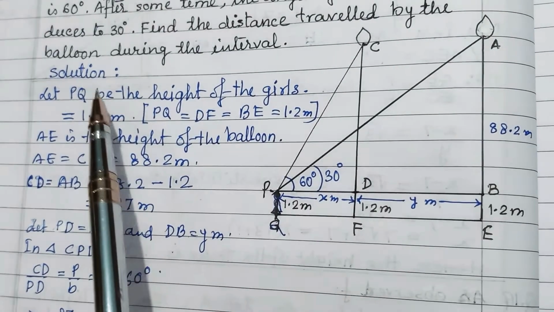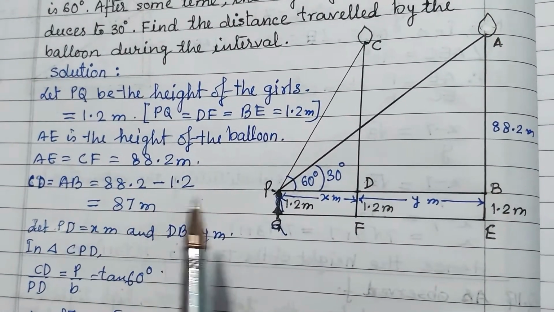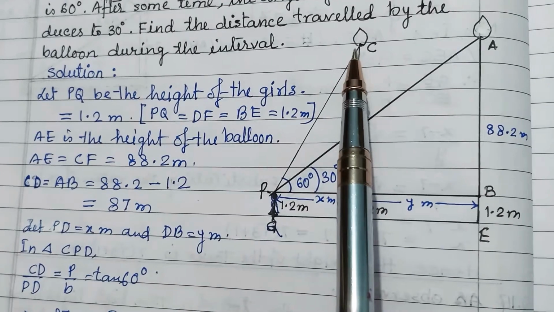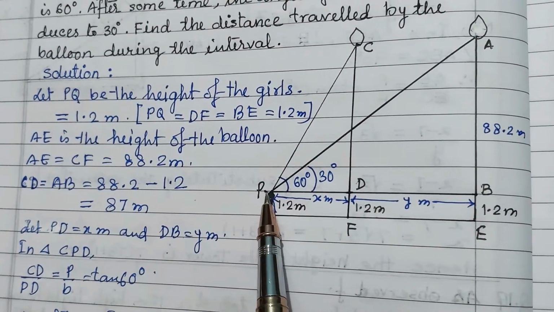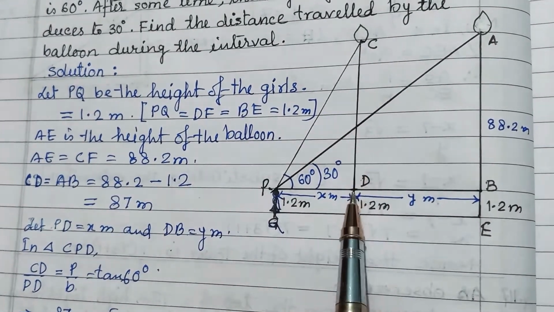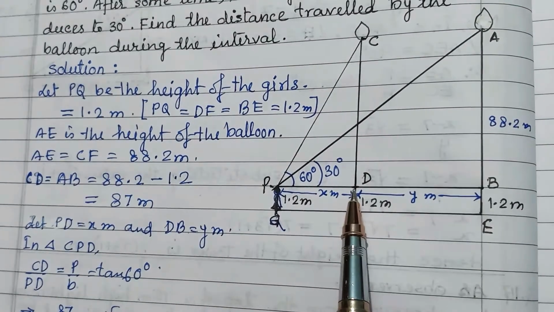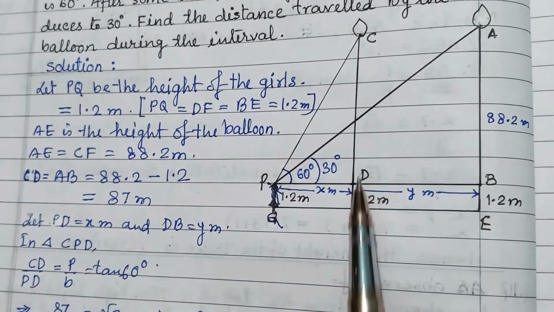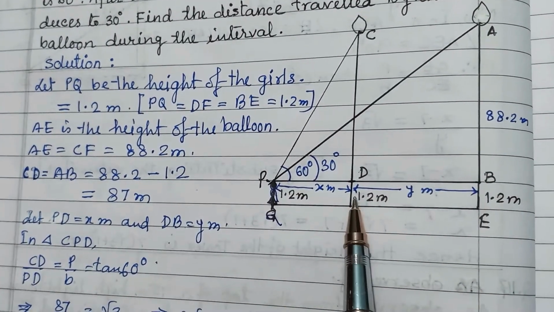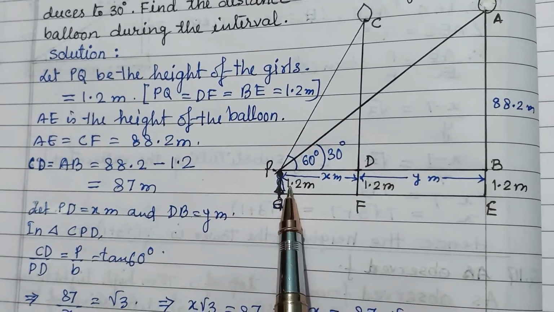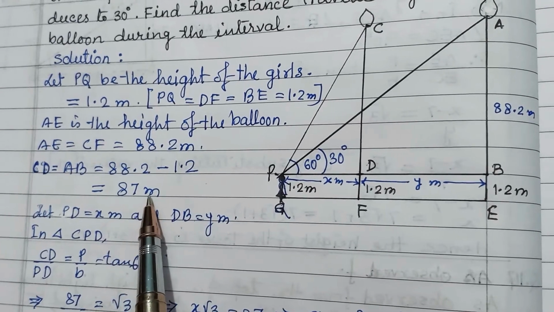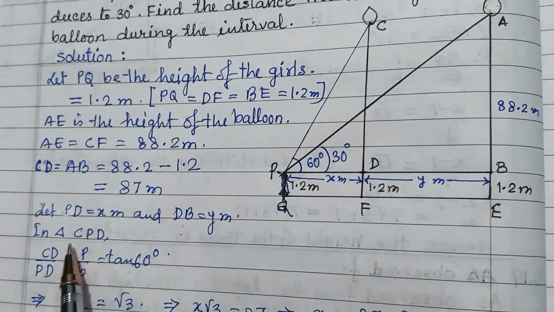Now take one by one, right angle triangles. First triangle CDP. In this triangle you have to take the perpendicular and base. Perpendicular CD is equal to CF minus DF. That means 88.2 minus 1.2, where 1.2 is the height of the girl. So 88.2 minus 1.2 is 87 meter.